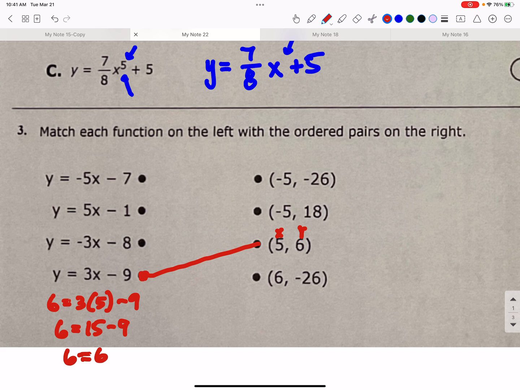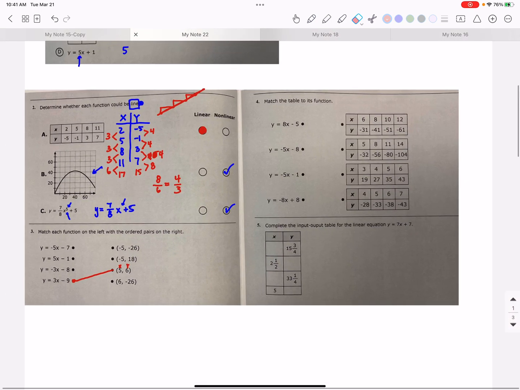All of these other points only work for one of those equations. Can you figure out which one it is? Each point has an equation that it goes with. Okay.